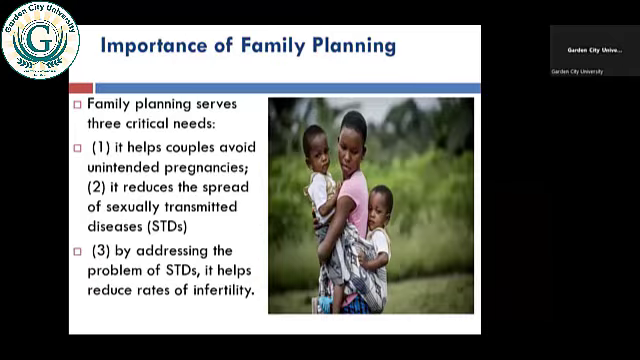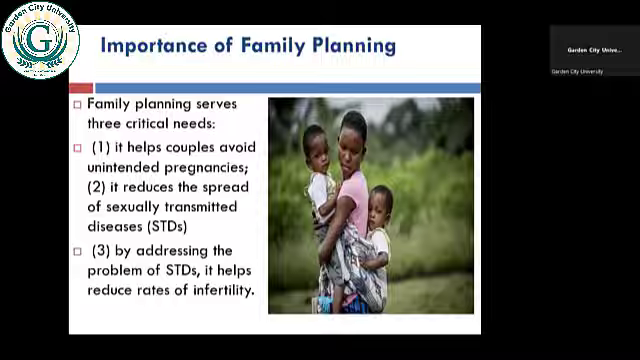Family planning services serve three critical needs under the importance of family planning. It serves 3 critical needs. It helps couples to avoid unintended pregnancies. This we know.